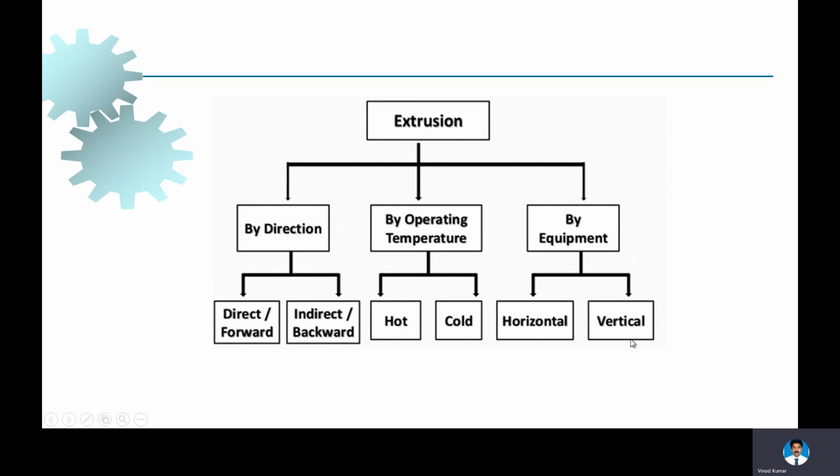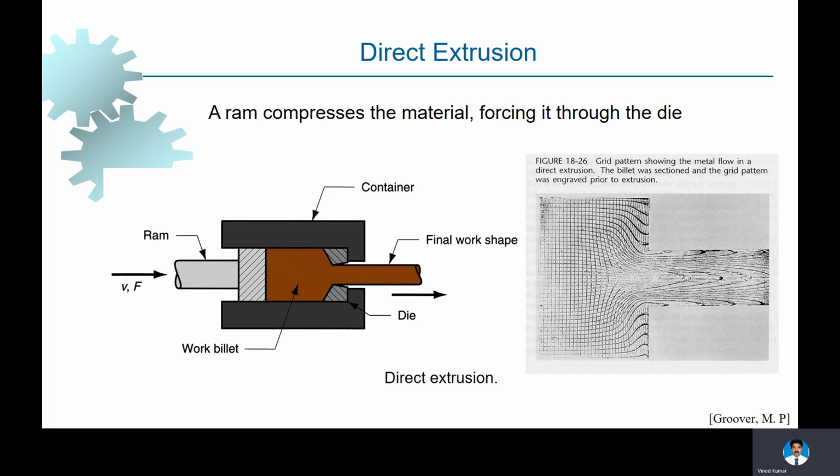By equipment, we have horizontal and vertical extrusion machines, based on the layout of the equipment. Now, direct extrusion means we have a chamber here, it's a container. This is the metal billet.